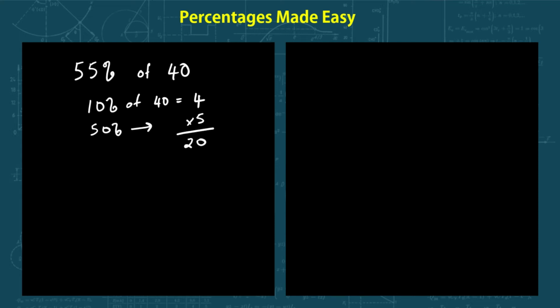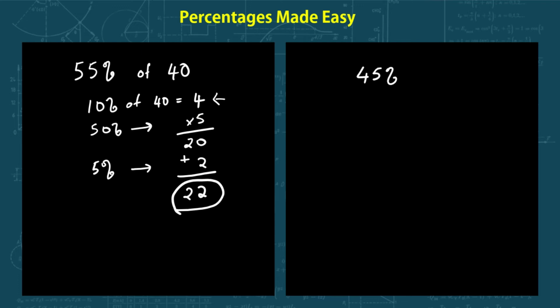We're still left with now 5%. 5% is half of 10%, which is basically half of this 4, which will be 2. We now have to add the 2, and the answer is 22. Now, following the same steps, it's your turn to find 45% of 20. Pause the video, try to work it out, and come back and we'll solve it together.